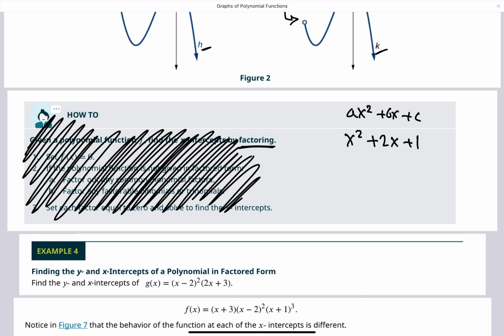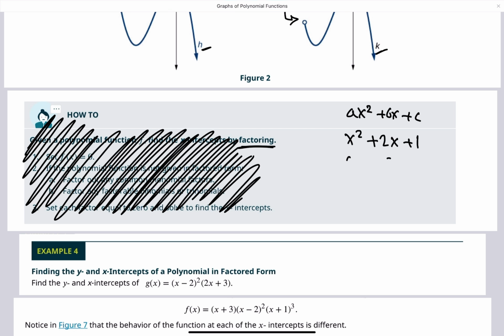If I do b squared minus 4ac, in this case, what do I get? I get 2 squared, which is 4, minus 4 multiplied by 1 multiplied by c, which is 1. So this is 4 minus 4, which equals 0, which basically means I'm dealing with one solution. Now, what is this one solution? Well, it's simply x plus 1 squared.